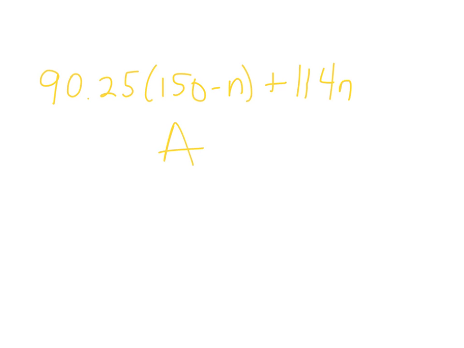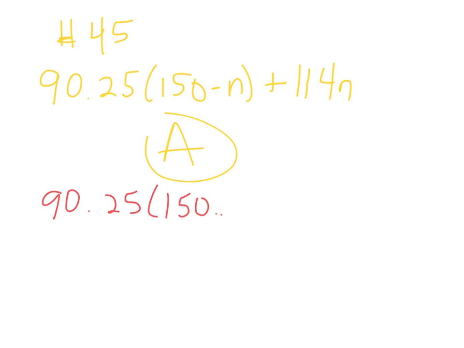And our answer would be A then: 90.25 times 150 minus 9 plus 114N, and the answer is A. I mean, that's the formula that will get you the answer to number 45. Now 46 wants you to simplify the expression, the correct expression. So if you selected the wrong one originally, you're going to be out of luck on this one too.